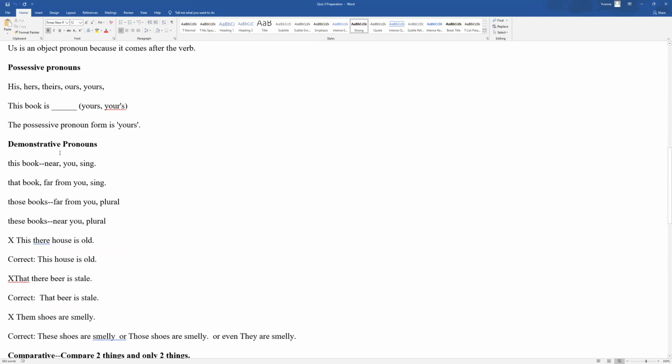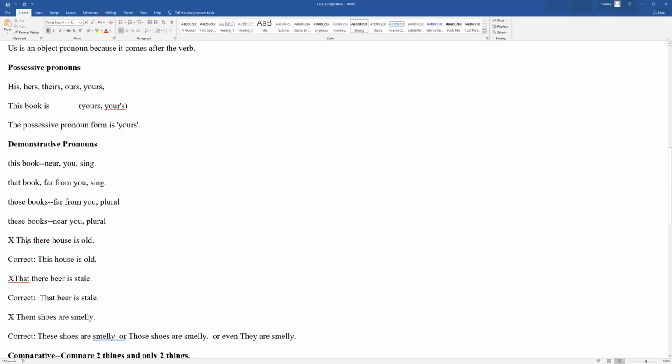The demonstrative pronoun is used when you point out a subject or where something is. This book is located near you, and it's singular. That book is located far away from you, and it's singular. Those books are located far from you, and it's plural. These books are located near you, and it's plural.